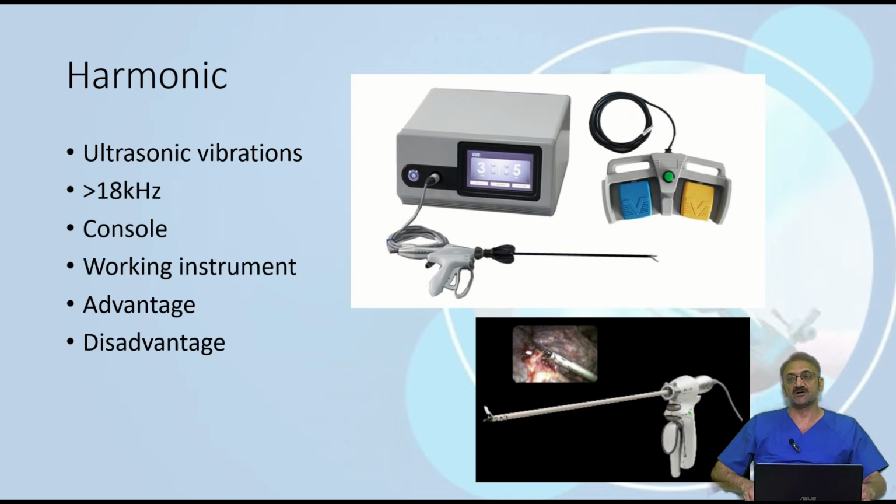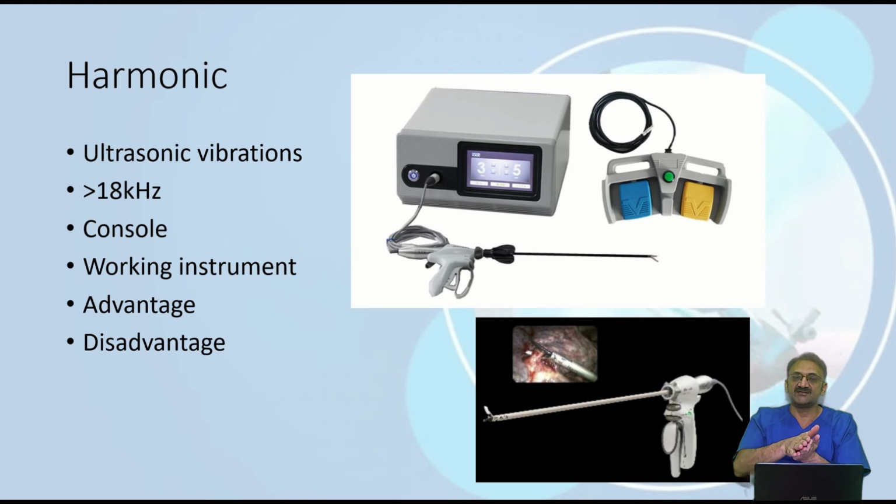What is harmonic? Harmonic is basically an ultrasound machine. So how does it work? It produces vibrations. It converts electrical energy into mechanical energy, and this mechanical energy is basically vibration. So when the two jaws vibrate in contact with each other, they produce heat.